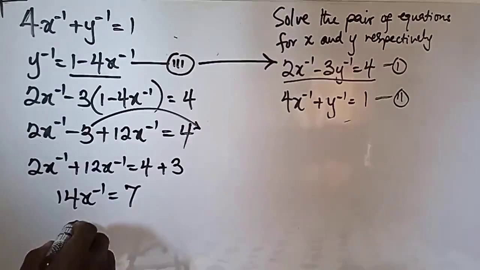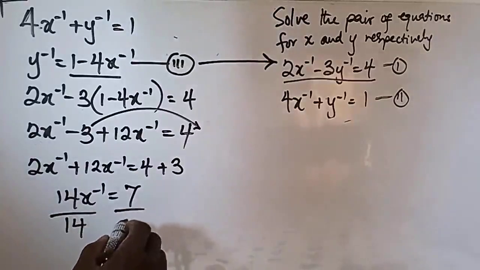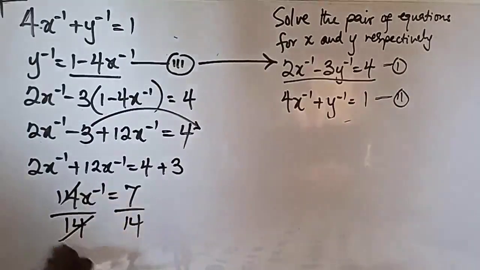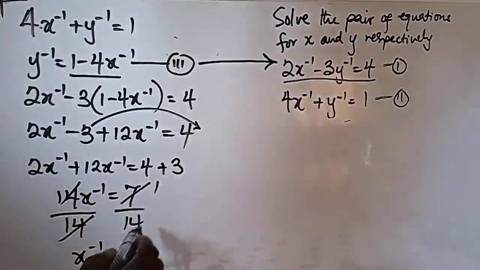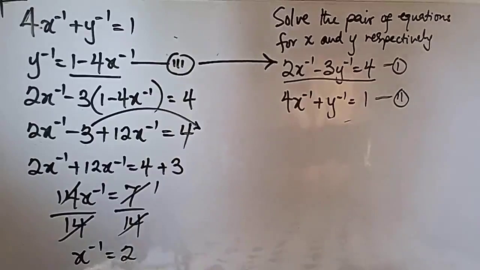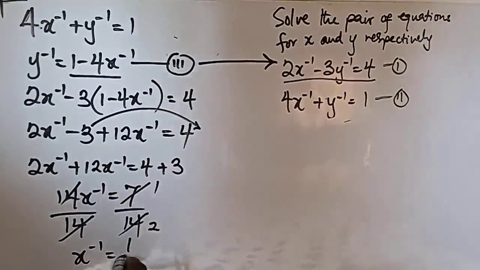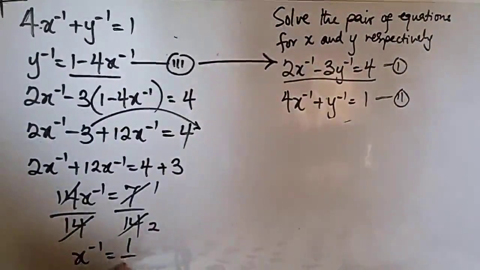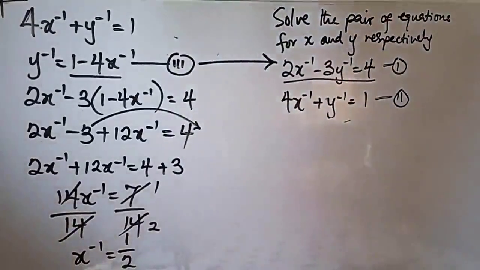Now divide both sides by 14, since we are looking for x to the power minus 1. So 14 cancels 14. Here we have that x raised to power minus 1 equals 7 over 14. 7 in 7 is 1, 7 in 14 is 2. So here we have 1 over 2. Sorry for that, I guess you're not seeing it from the screen there. This is 1 over 2. Okay, now it's clear.